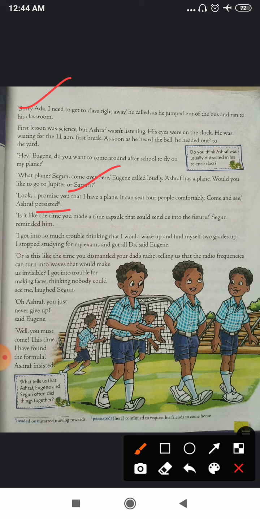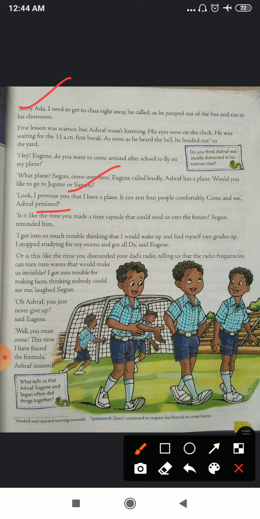So, Sigan reminded him this time. "I got into so much trouble thinking that I would wake up and find myself 2 grades up. I stopped studying for my exams and got all D's," said Eugene. So now what did Eugene say? Eugene said, "Okay, at that time also you told us that you had made a time machine which can send us into the future, and if we are in third standard, we can go to fifth standard without studying. So we both didn't study at all." And what happened next? We got D grades. The grades D are very bad.